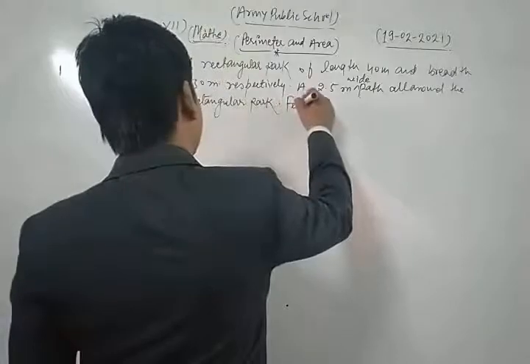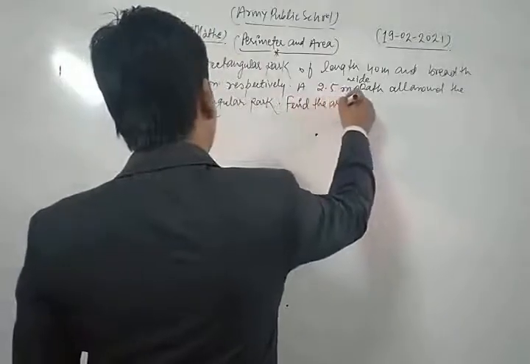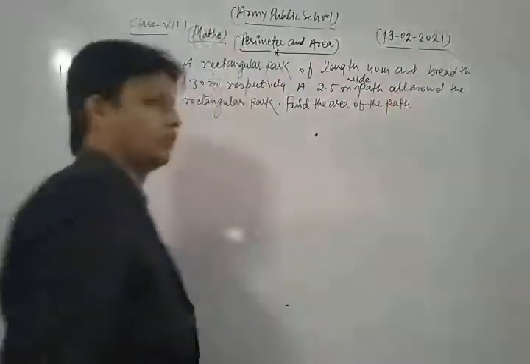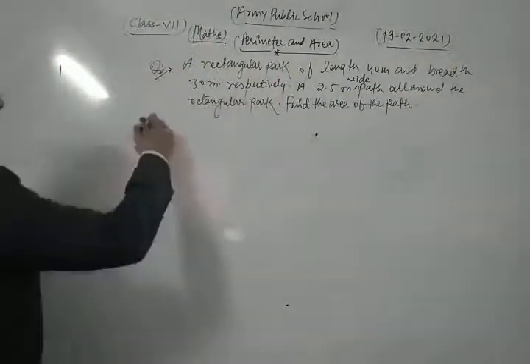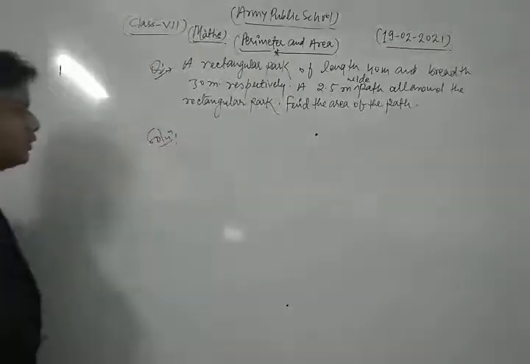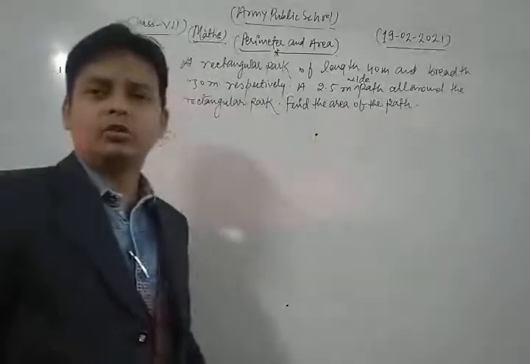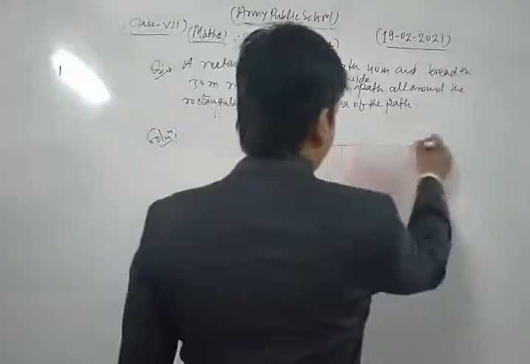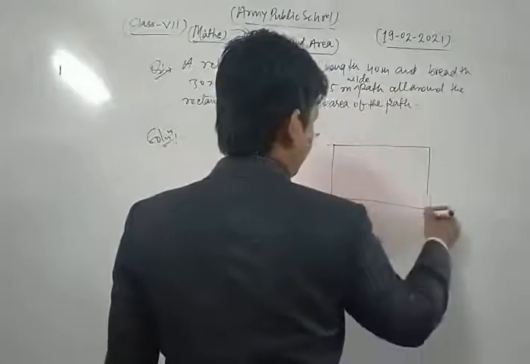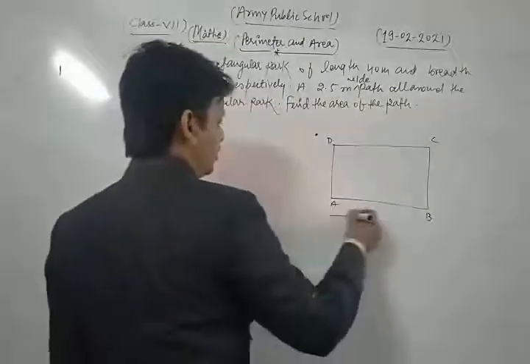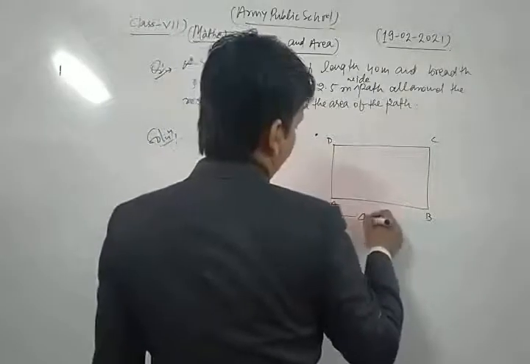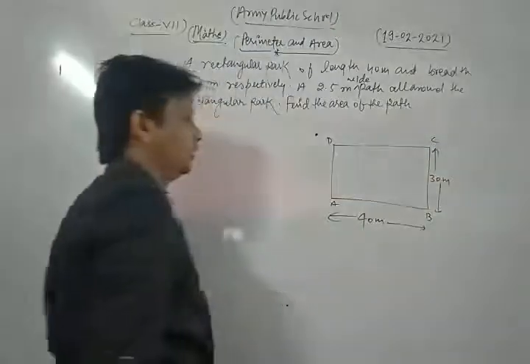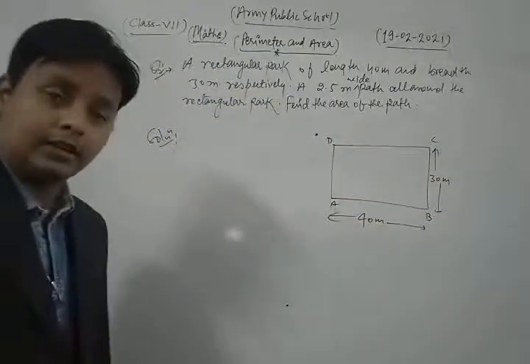Find the area of the path. Let's see its solution. Listen, this is a very important question of your syllabus. So first of all, we draw the rectangular park. Suppose here we draw ABCD, a rectangle of length 40 meter and breadth 30 meter respectively.